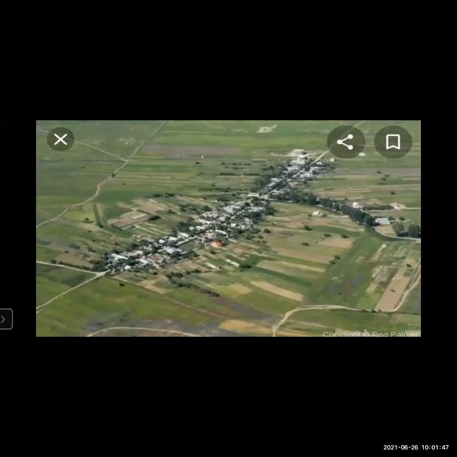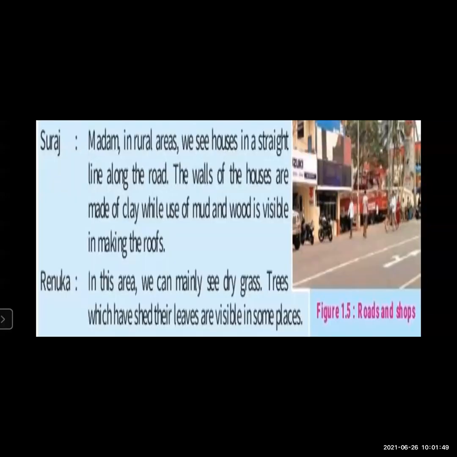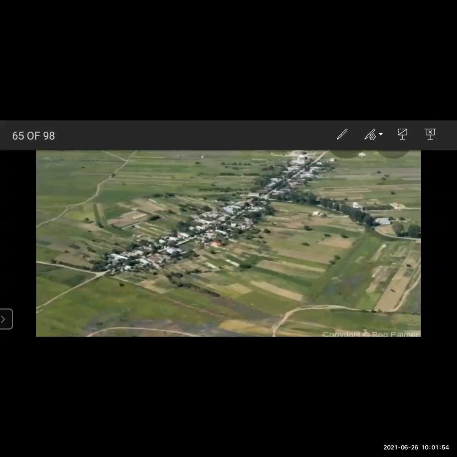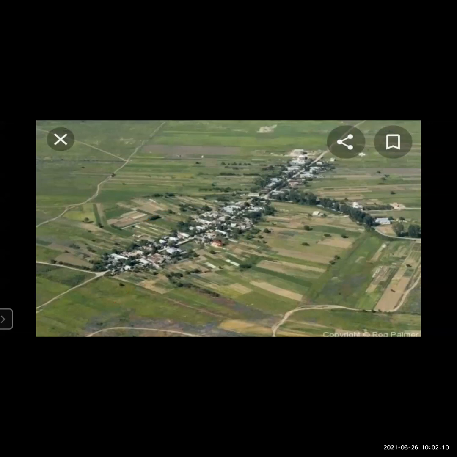See, first, he has seen houses in a straight line. So what kind of houses are those? I've explained this to you. Houses are in a straight line along the canals or rivers. So this kind of settlement is called a linear settlement. As I explained to you, what are linear settlements? I will show you once again.